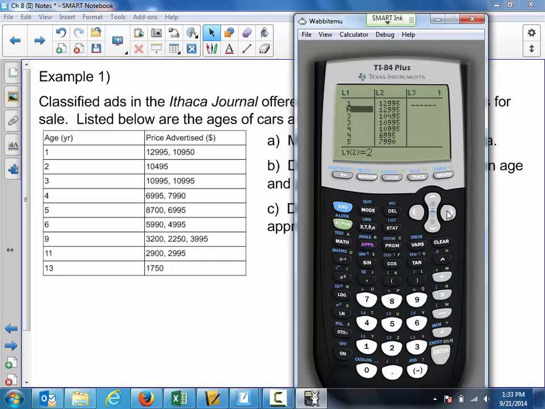I need to make a fix. We're going to delete that one and delete that one. So 1 is with my 12,995. So a 1-year-old car has its appropriate resale price. The other 1-year-old car has its appropriate resale price. 2's good. 3, 10,995, 10,995. 4, 6,995, and 7,990. Maybe it was just that one point that I made a mistake with. 5, we've got 8,700, 6,995. 6 is good. 9 is good. We've got all 3 coordinate pairs there. 11 has its correct coordinate pairs, and 13 is good. Okay, so now it's up to speed.